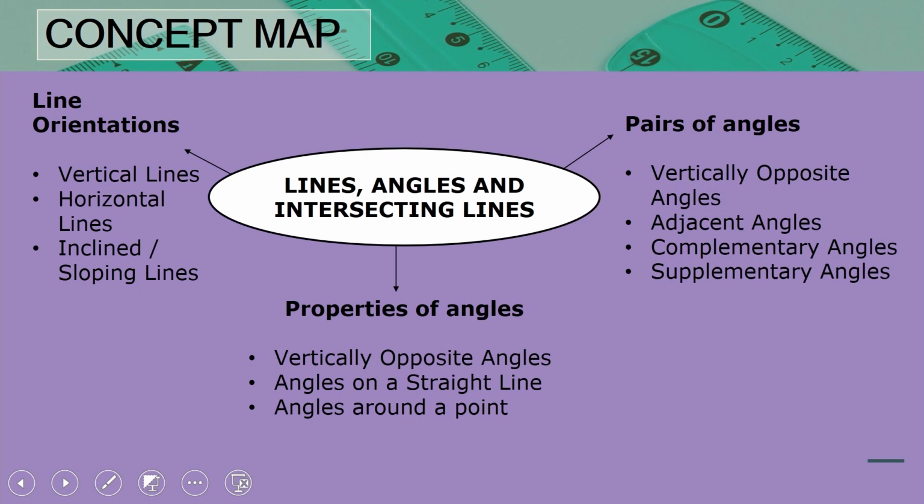Let's look at the concept map for our lesson today. As we'll be focusing on lines, angles, and intersecting lines, we will look at line orientations, where we are going to look at the vertical lines, horizontal lines, and inclined or sloping lines. Then we are going to look at pairs of angles, where we are going to look at vertically opposite angles, adjacent angles, complementary angles, and supplementary angles. Then lastly, we are going to look at properties of angles, where we are going to look at the properties for vertically opposite angles, those for angles on a straight line, and angles around a point.